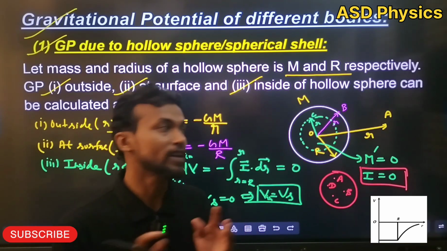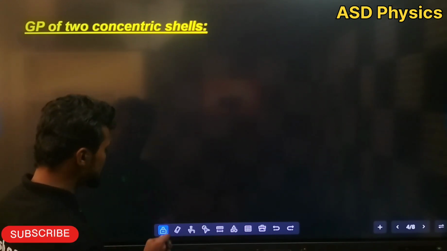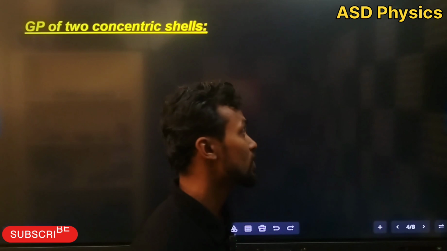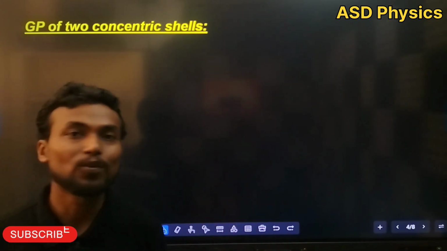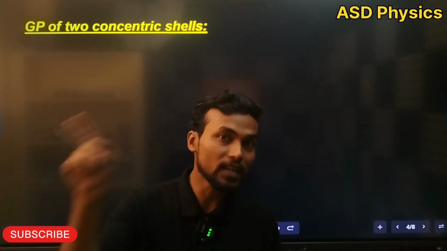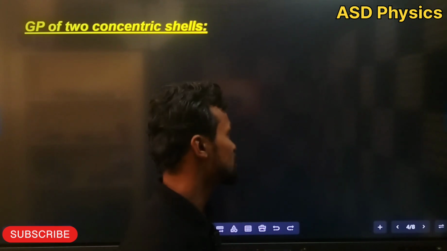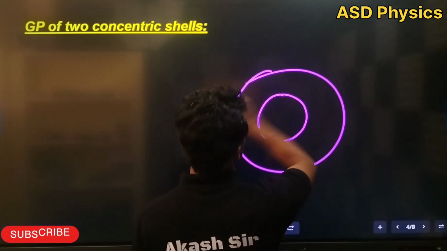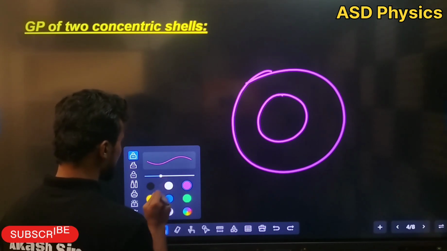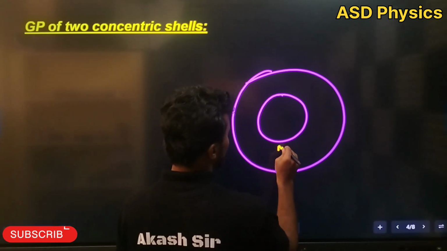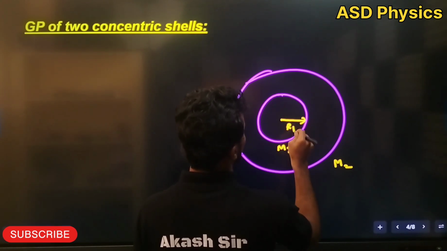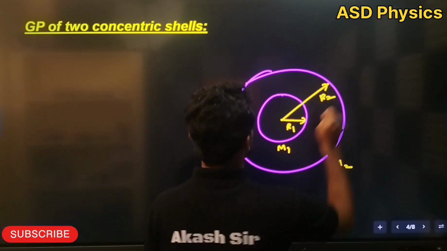Please remember that. After that we are going to see gravitational potential of concentric shells, and here we have to use the concept of whatever we have learned for the shell, because this is very important from the 12th point of view. See here please, I have taken shells like this. Let's take this one having mass m1 and radius r1, and this one mass m2 and radius r2.